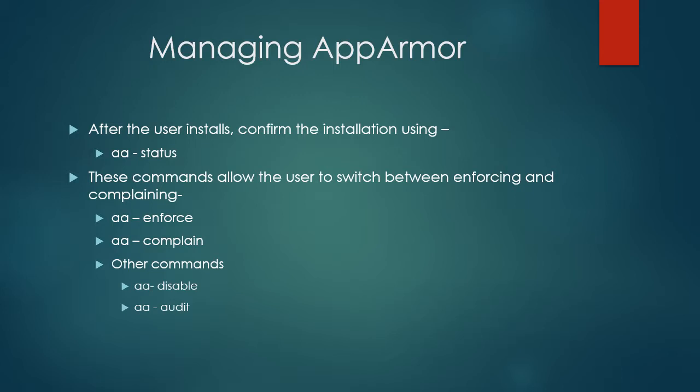aa-disable completely disables the profile, and aa-audit puts the profiles in audit mode, which seems pretty self-explanatory. I mean, it says enforce, complain, disable, audit. They're just like most commands that I see around now, which can make it simpler on you as a user.